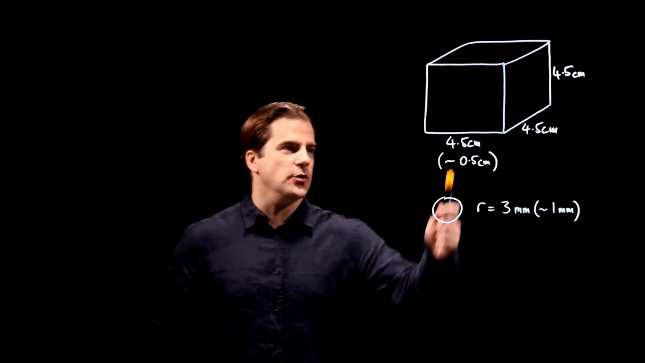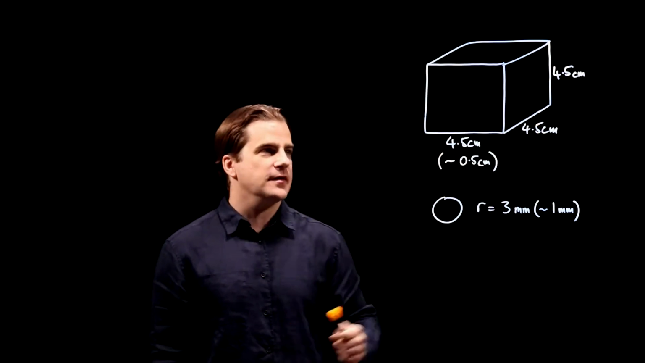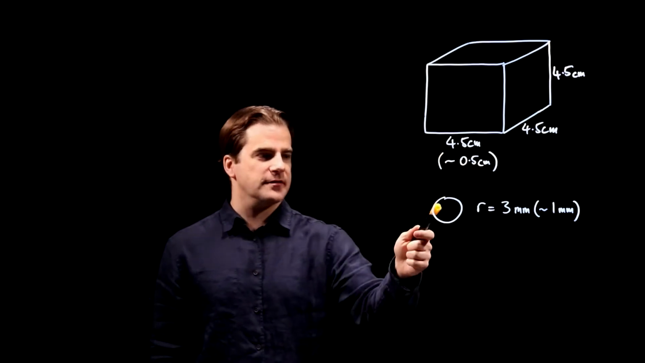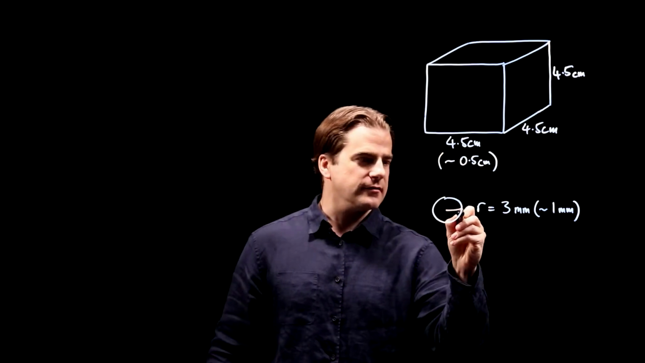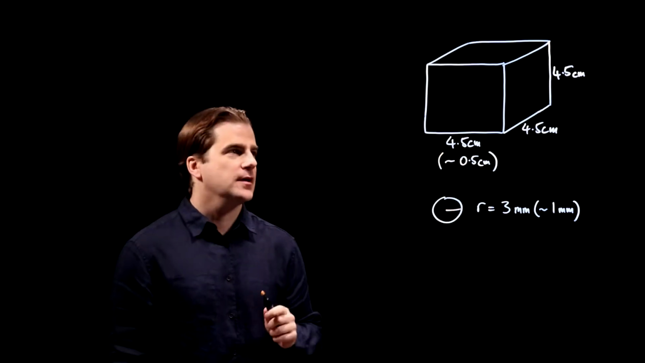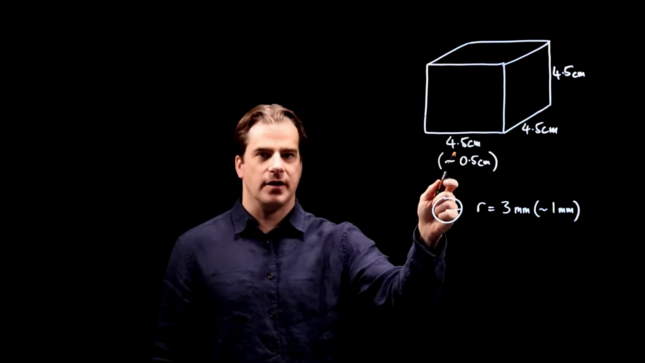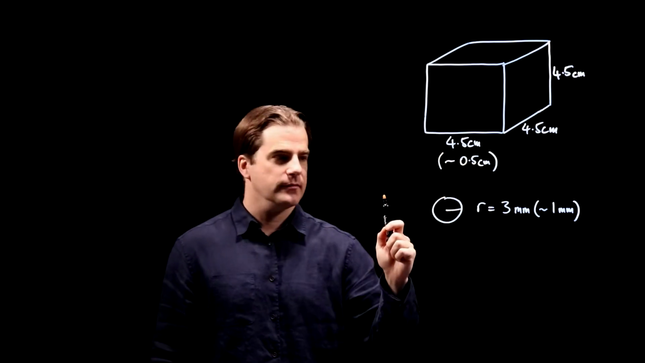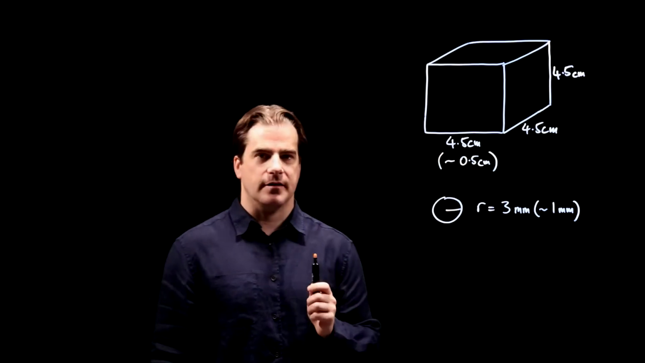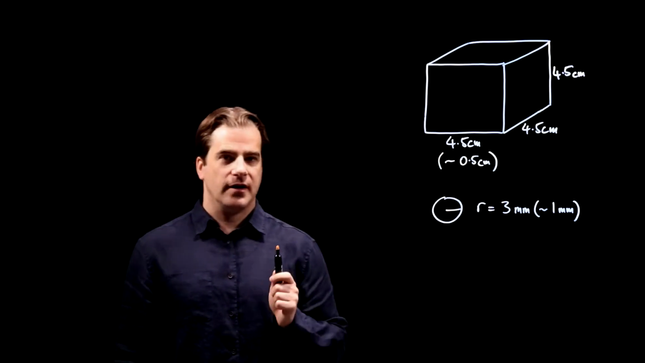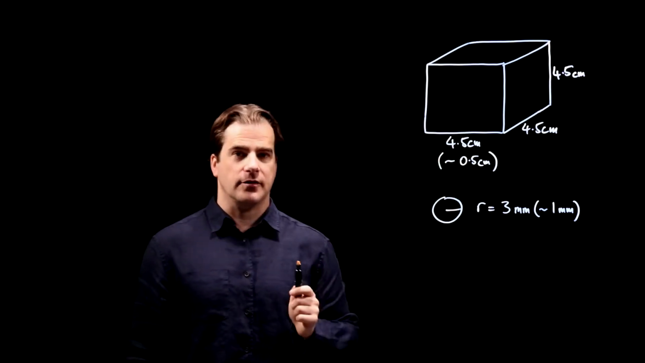Okay, we've got a metal cube, 4.5 centimeters by 4.5 by 4.5. It's going to be melted down and the metal used to make small spheres, each of radius 3 millimeters. We're told that the side of the metal cube is to the nearest half a centimeter and the radius of the metal sphere is to the nearest millimeter. Now we have to find out the maximum number of spheres that can be made from melting down this cube.